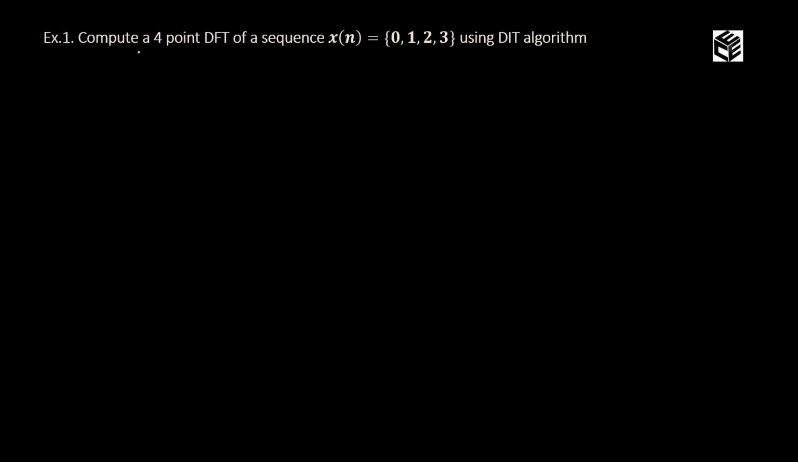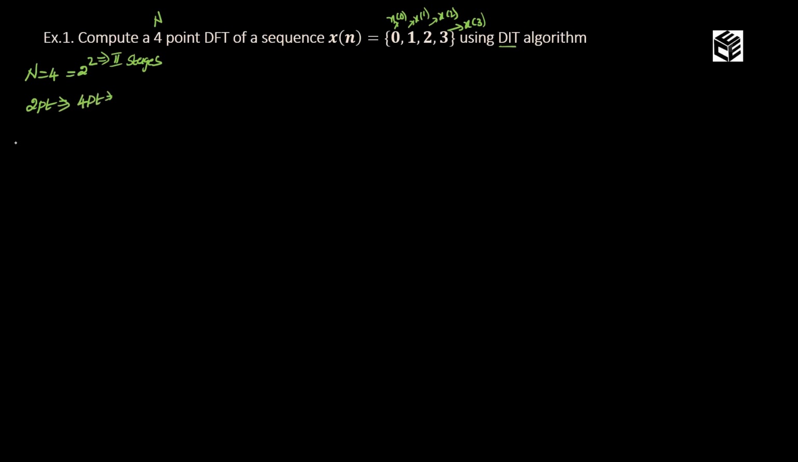So here the problem is: compute a 4-point sequence x of n, which is equal to 0, 1, 2, 3, using the DIT algorithm. It is clearly specified that the value of N is 4, and the sequence is given. So this is x of 0, 1 is x of 1, 2 is x of 2 and 3 is x of 3. Here N is equal to 4, which can be written as 2 to the power 2. So this power 2 represents that it follows two stages of computation, right? How will the stages be? The first is a 2-point stage and the second one is a 4-point stage.